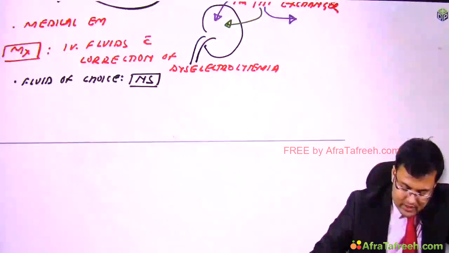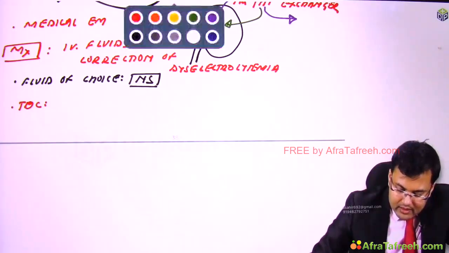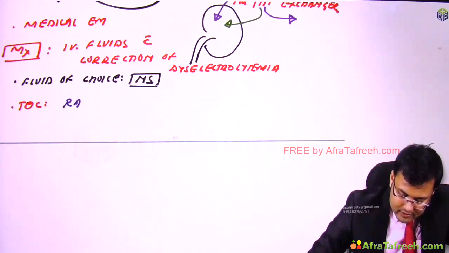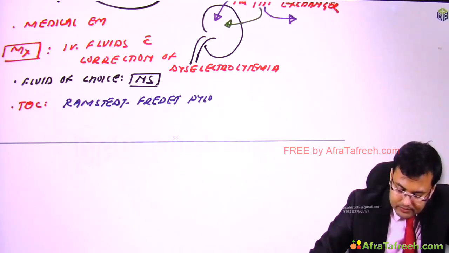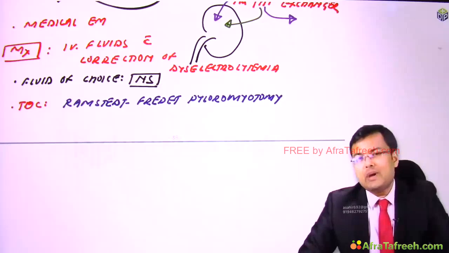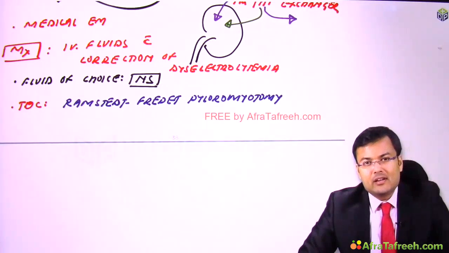And what's the treatment of choice? It's the Ramstedt-Fredet pyloromyotomy. This is the treatment of choice for infantile hypertrophic pyloric stenosis.